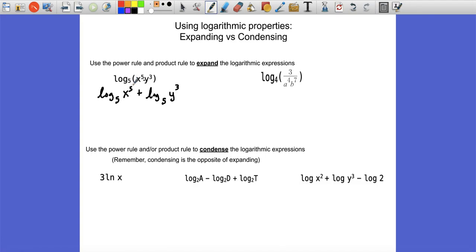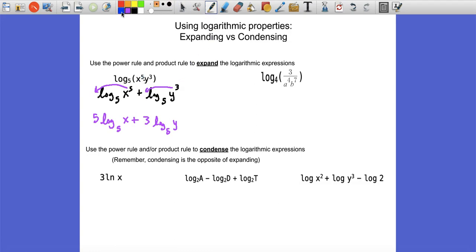But now, since I still have exponents here, I can use the power rule to turn those exponents into coefficients. So they're both going to go out front like that and become 5 times what would remain, log base 5 of x, plus 3 times log base 5 of y. And that is our final answer for this one.